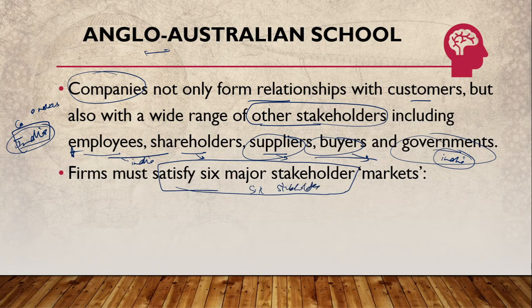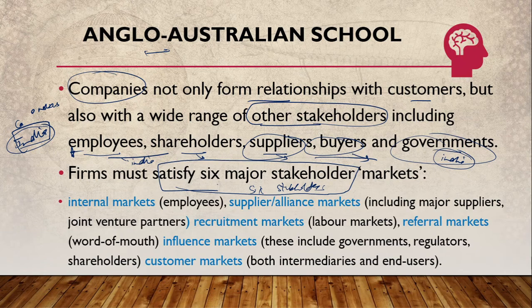So generally it says that there are six major stakeholders for any company to have a good relationship, and those are, first, the internal employees. Whenever you want to have a good relationship, the first market is the internal market, that you have to focus on your employees. That is the internal markets. And the other is the supplier alliance markets, where the major suppliers, who are providing the raw material, you need to put good emphasis on that also.